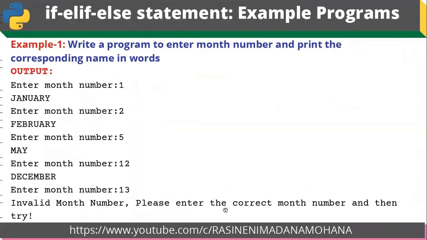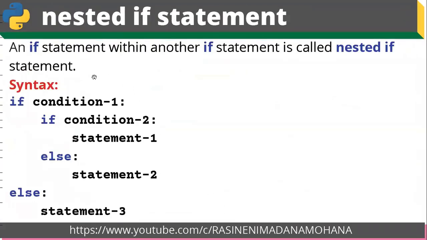Then coming to the next type of if statement, the nested if statement. A nested if statement looks like if then else, but here, within the if statement, another if statement is used. That is called a nested if statement. An if statement within another if statement is called a nested if statement. Let us see the syntax.